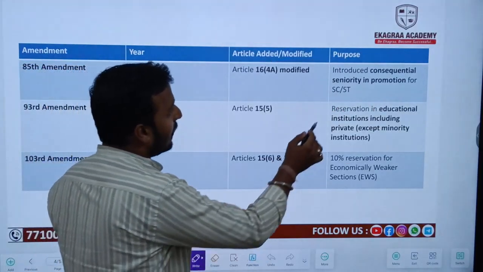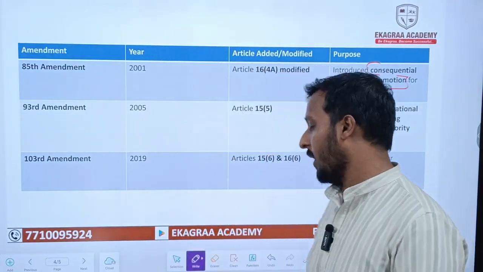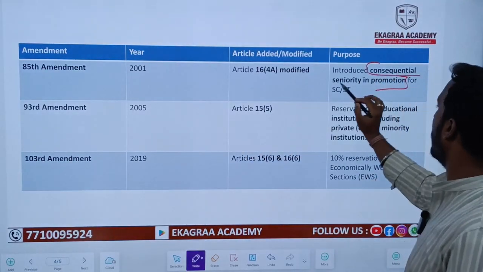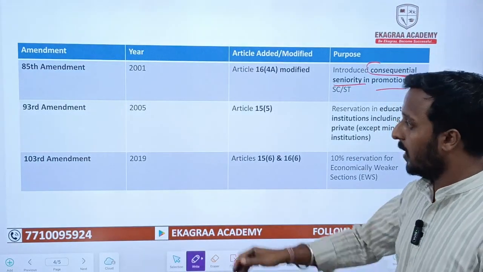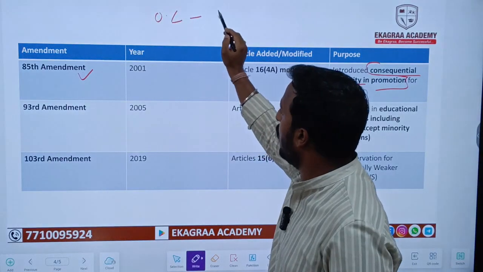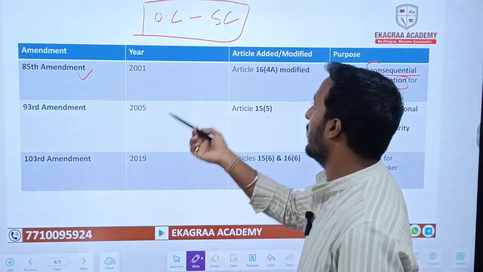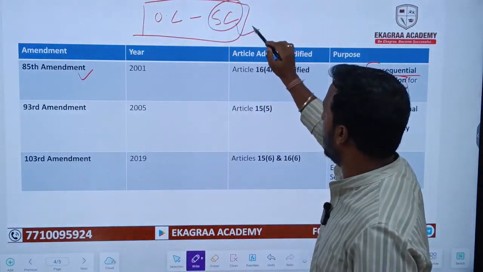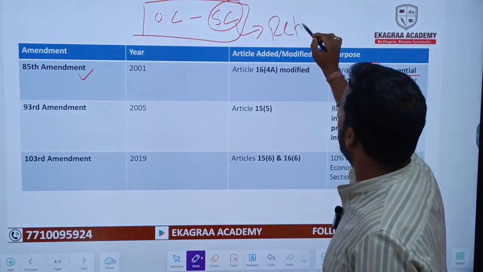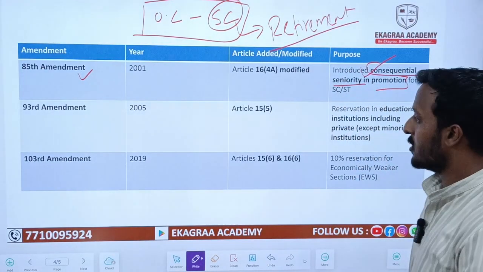After that, one thing we need to understand is consequential seniority in promotion. We have seen the 77th Amendment Act, which gave reservation in promotion. But one new thing was added to it, consequential seniority, in the 85th Amendment Act. It means what? Let's say one open category candidate and one SC candidate both qualified the exam in the same year, in the same batch, but if this person gets promoted first, he will always remain senior throughout their service till retirement. It is called consequential seniority.